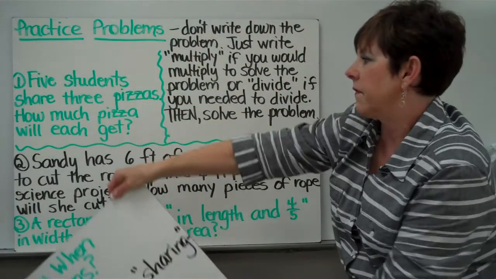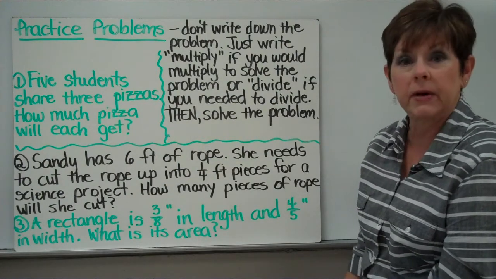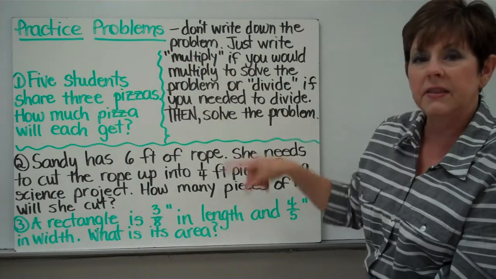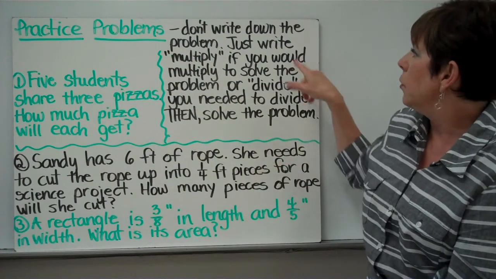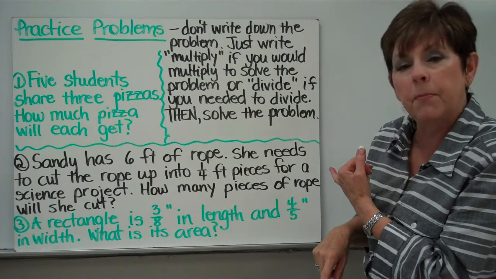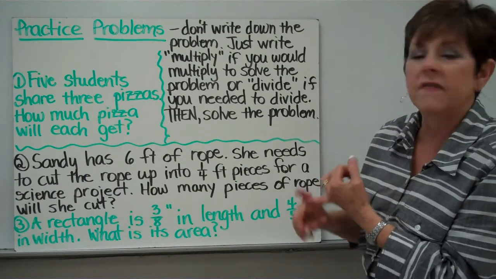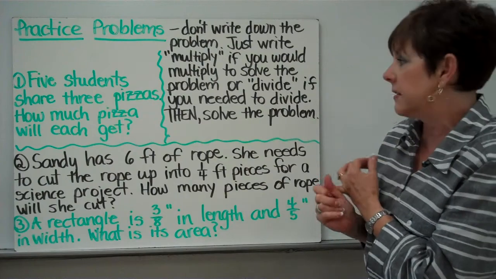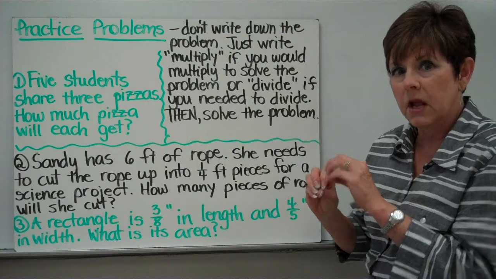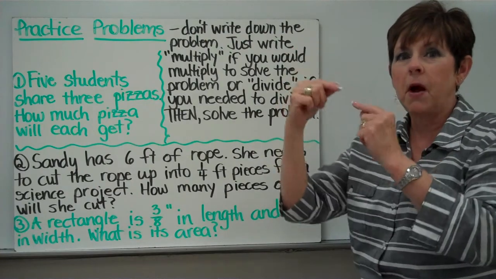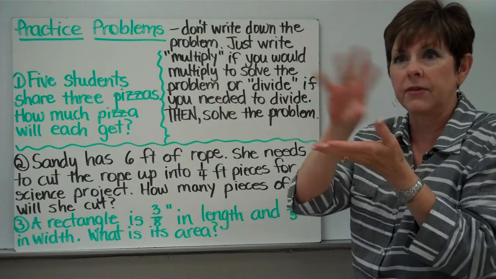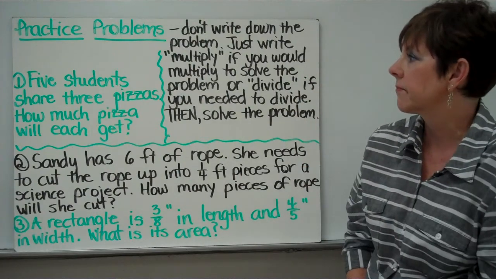All right, here are 5 practice problems. There's 3 here and 2 on the next page. You don't have to write these problems down. You will write the word multiply if you would multiply to solve the problem, or you'll write divide if you need to divide to solve the problem. And then you're going to actually solve the problem. So for each problem, you're going to either write multiply or divide, and then work out the equation and solve it.